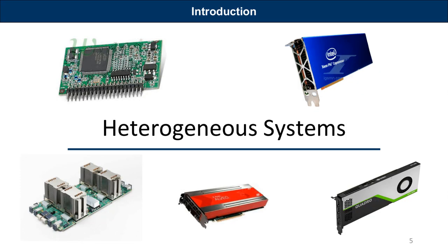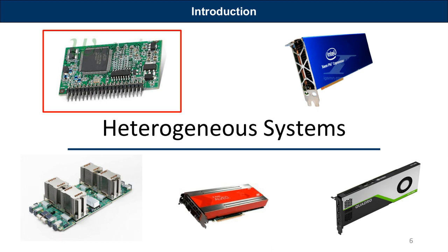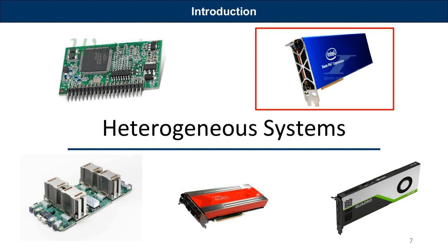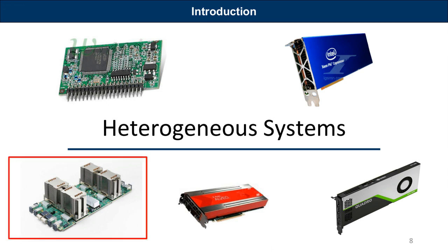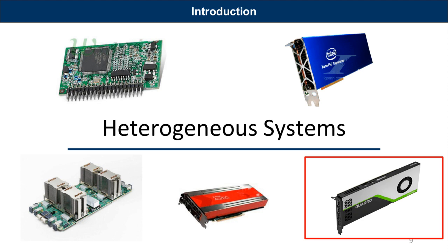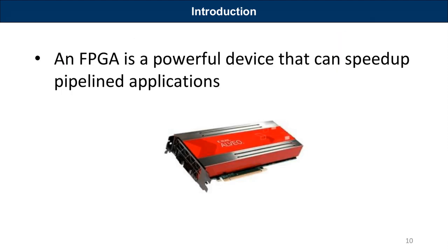Heterogeneous systems are widely used in such applications that require high performance. We easily find systems that use everything from DSPs, coprocessors such as Intel's, the current TPUs, and even GPUs, which are easily found. However, in recent years, there has been a growing interest in using FPGAs in high-performance heterogeneous systems. Among other reasons, this is because FPGAs have been proven to be a powerful device that can accelerate pipeline applications.